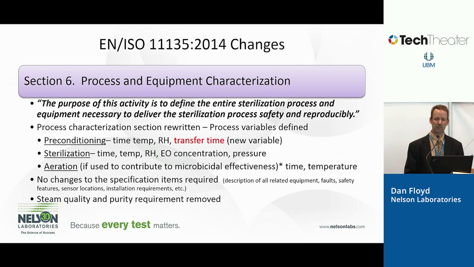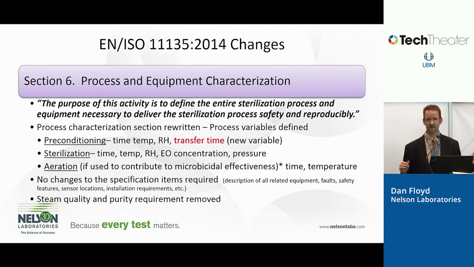Section 6 talks about the process and the equipment characterization. This is where it describes the sterilizer. You're going to describe all the different steps of your cycle. It talks about transfer time. That's a new variable. That was not a variable in the old standard. Transfer time is the time it takes for moving the product out of the preconditioning room.